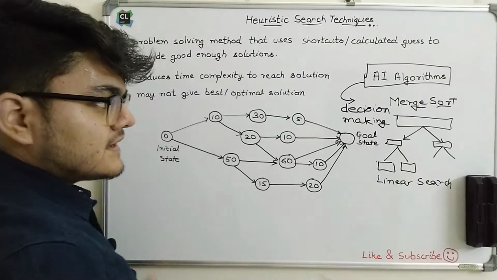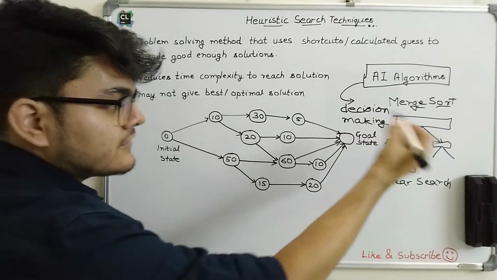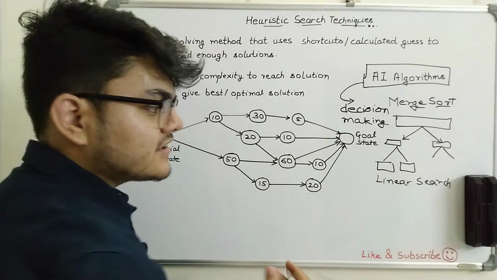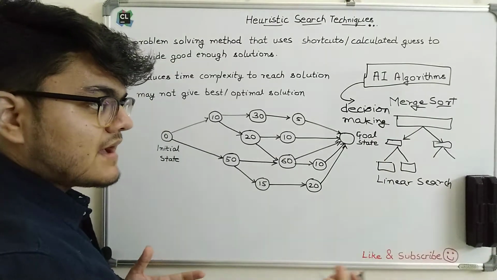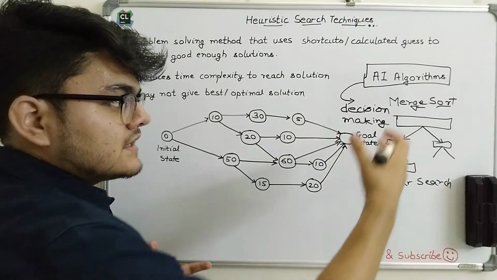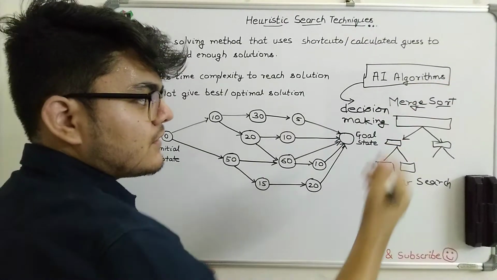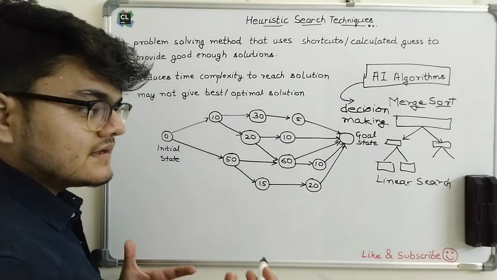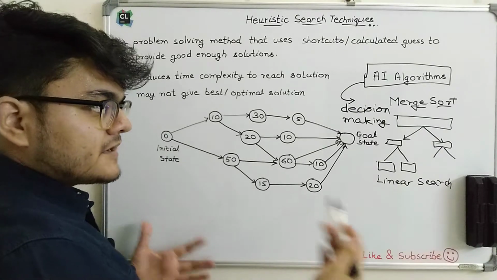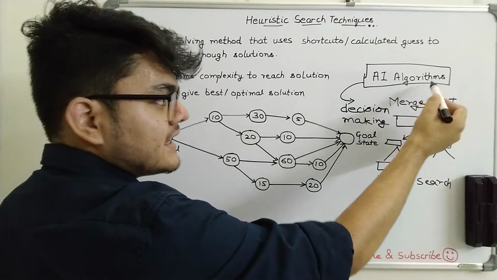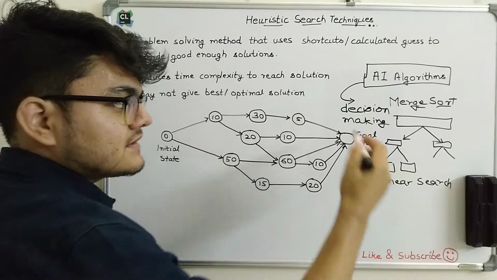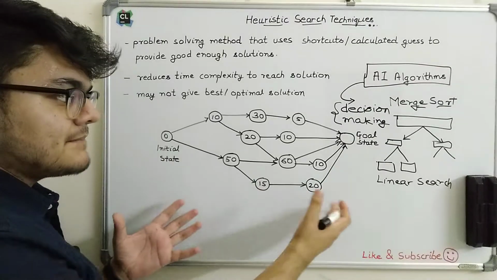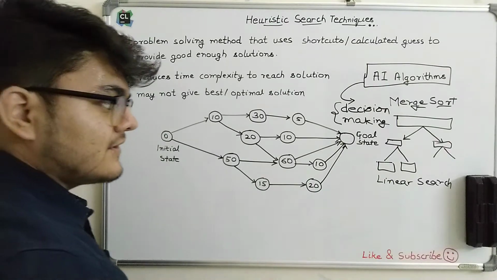So an important thing is that we are going to study a lot of AI algorithms like generate and test, minimax, alpha beta pruning. These are AI algorithms, and you will see how heuristics are used to make these algorithms optimized, right? So basically, AI algorithms optimize the time complexity by decision making. So let's see an example to understand how it is done, right?